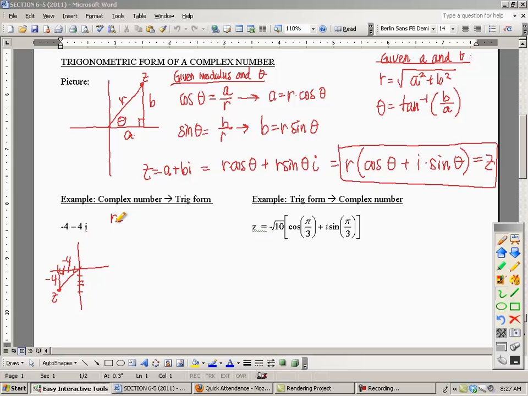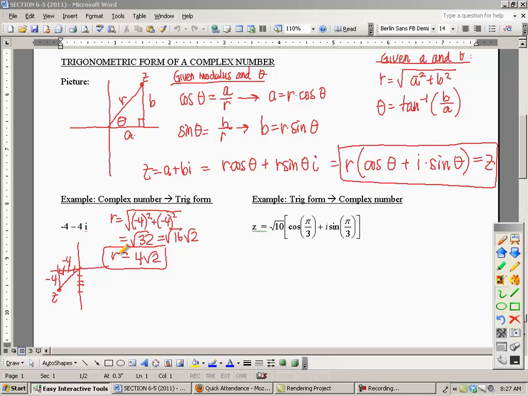Well, let's start with the hypotenuse. To find the hypotenuse, I take the square root of negative 4 squared plus negative 4 squared. So 16 and 16 is the square root of 32, but that can be broken down into the square root of 16 and the square root of 2. So my r is 4 square roots of 2. Okay, so that's r.